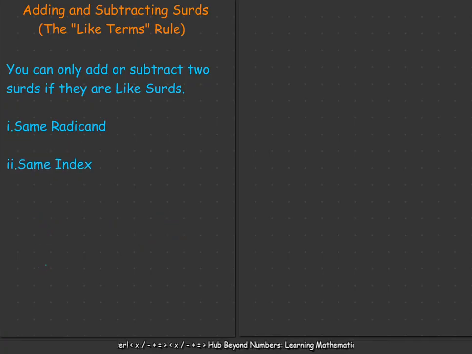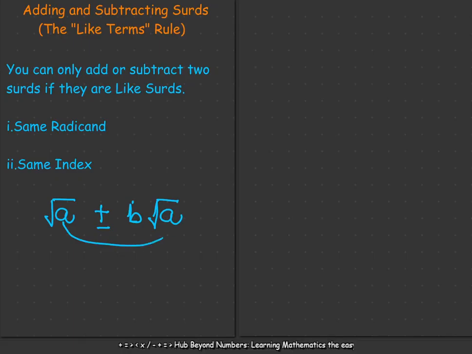So generally, we can say that we can only add and subtract a root a plus or minus b root a. You see, it is possible only if our radicands are the same. That is what the first rule is talking about.